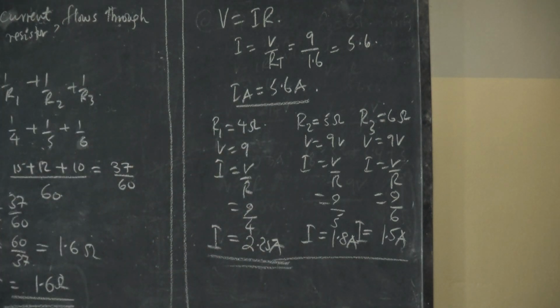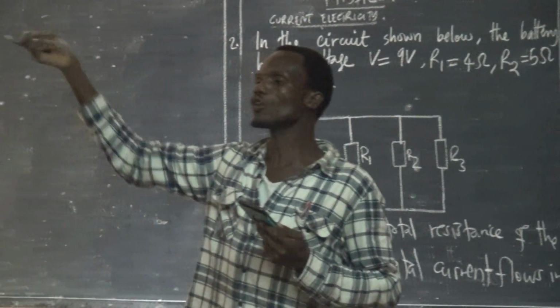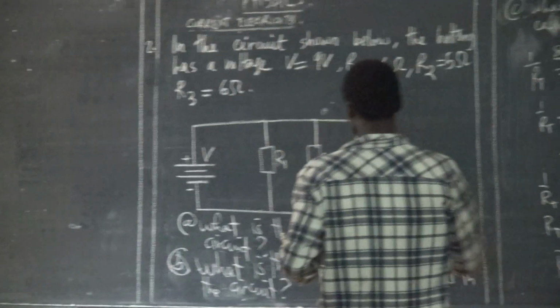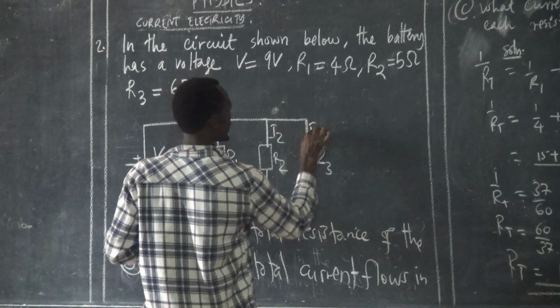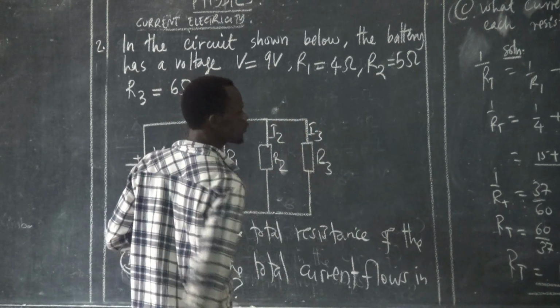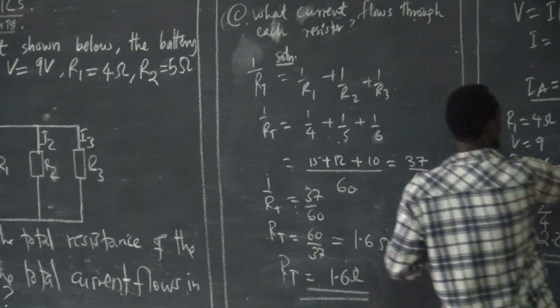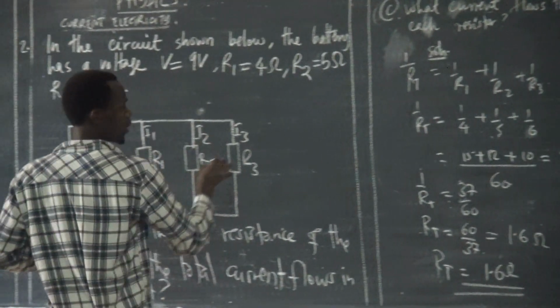The sum of the current entering the junction must be equal to the sum of the current leaving the junction. Now we have I1, we have I2, we have I3. If you sum them, make sure that you have got what we are talking about here. 5.55. Is it true? Now let us prove.